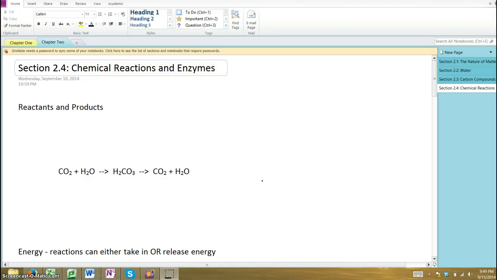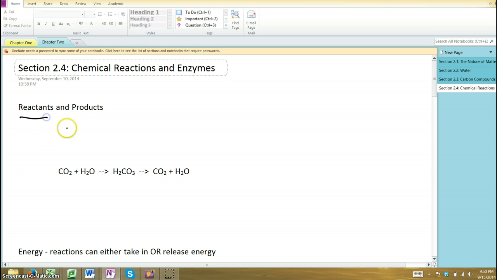Okay, so now we want to go through section 2.4, chemical reactions and enzymes. We've talked a fair amount about atoms, elements, compounds, and now we want to talk about how compounds can form from more simple constituents, basic compounds. And so in your basic chemical reactions, you of course have reactants and products.